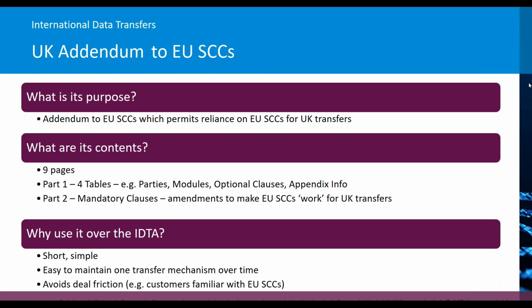Part 2 is the mandatory clauses. So this is the part of the addendum that can't be amended. And essentially, it's comprised of amendments that make the EU SCCs work for UK transfers. So pretty straightforward and obvious. It makes obvious amendments. References to Europe are changed to UK, for example.